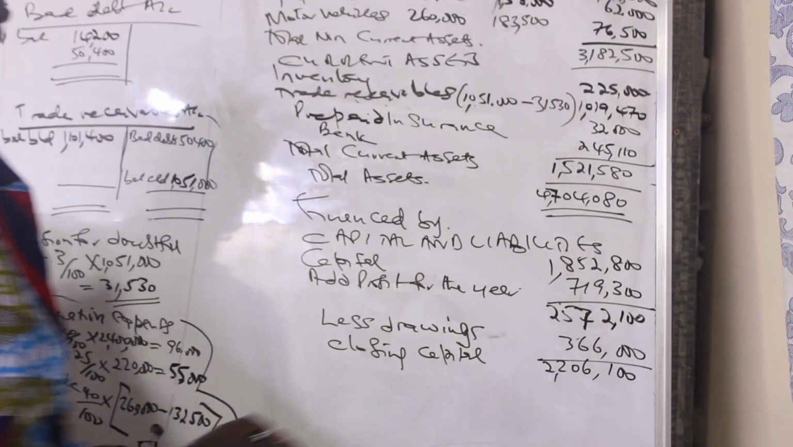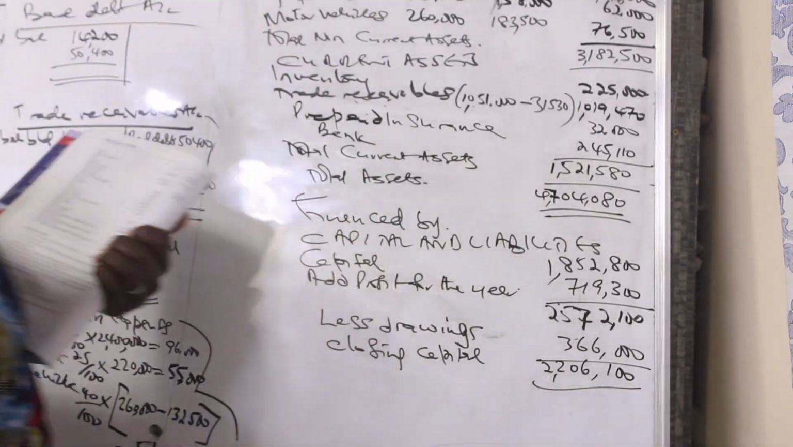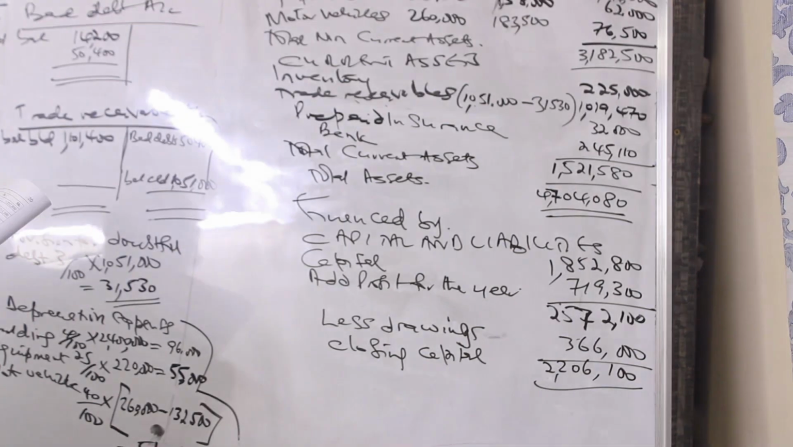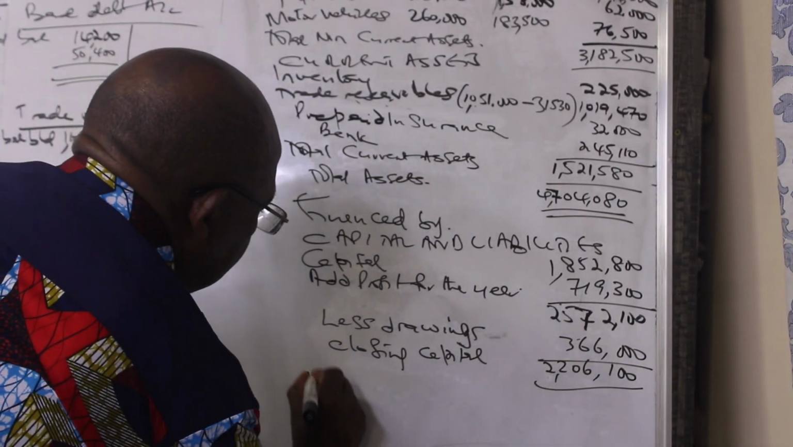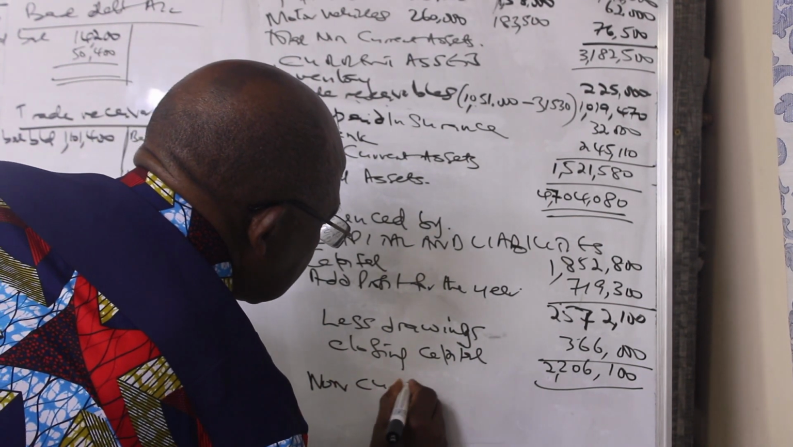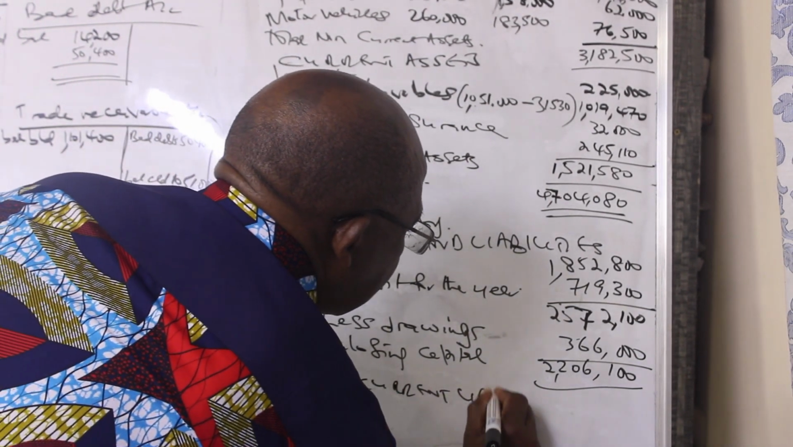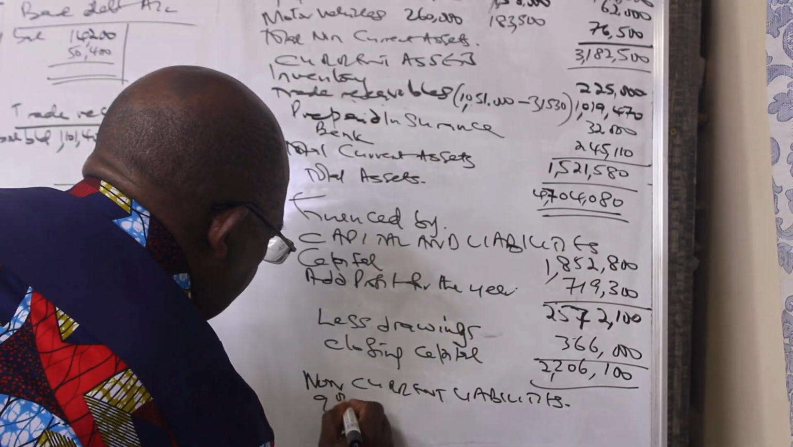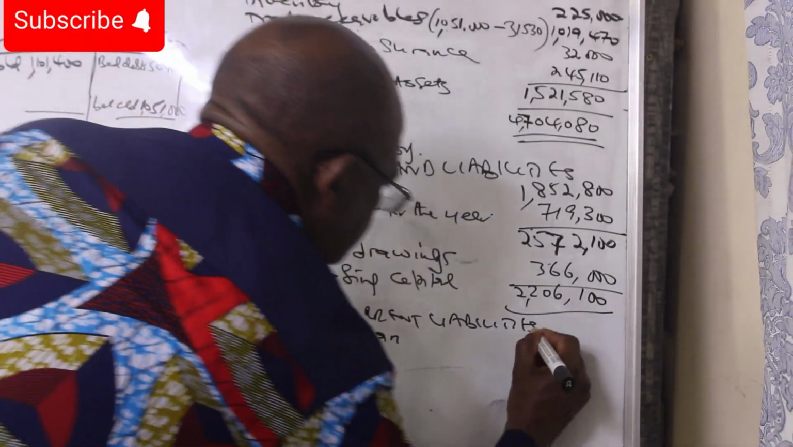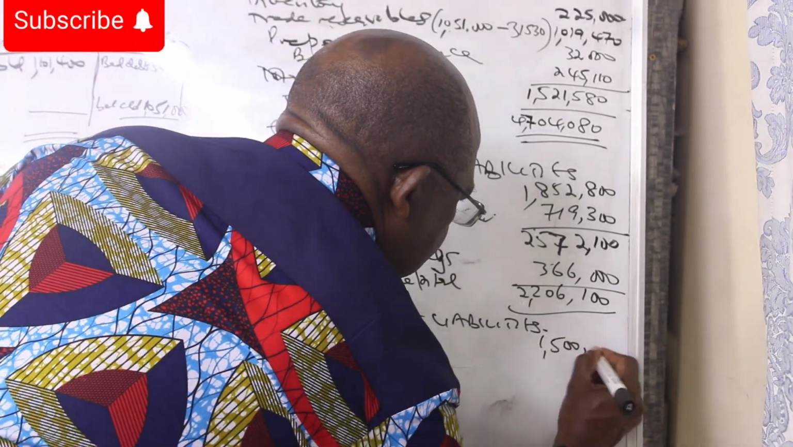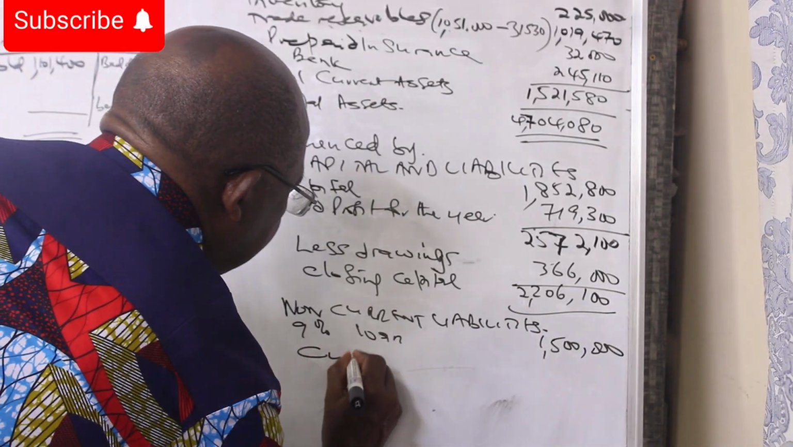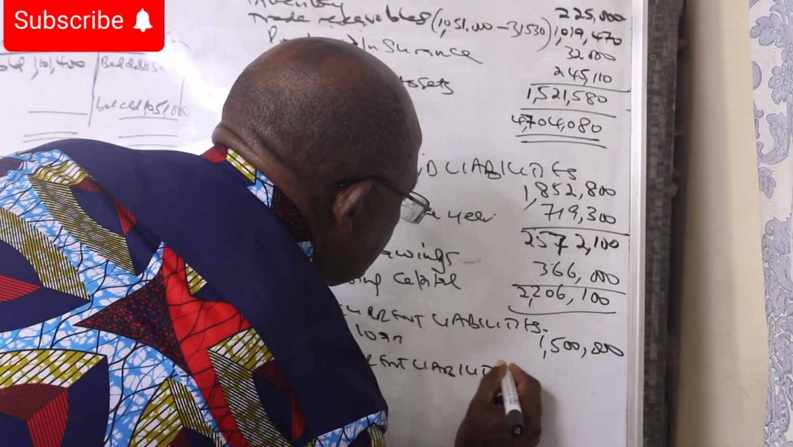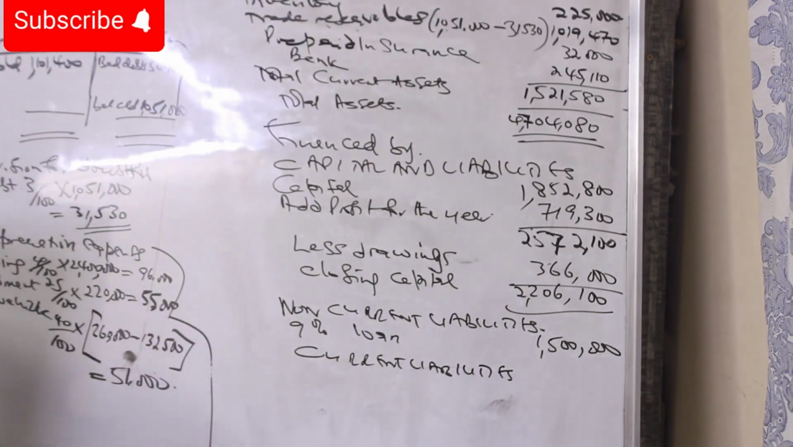Let us ask ourselves: do we have non-current liabilities? Yes, we have a 9% loan of 1,500,000. So we say non-current liabilities. Remember the format, we have the 9% loan of 1,500,000. Then we go to current liabilities, always starting with bank overdraft. We don't have bank overdraft.